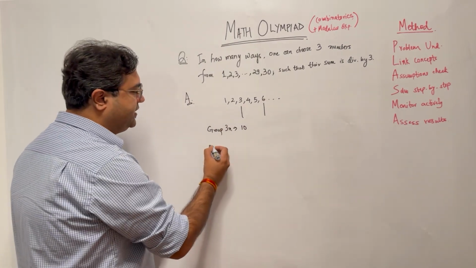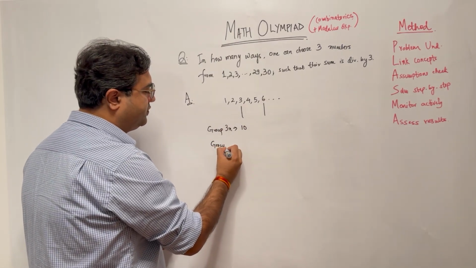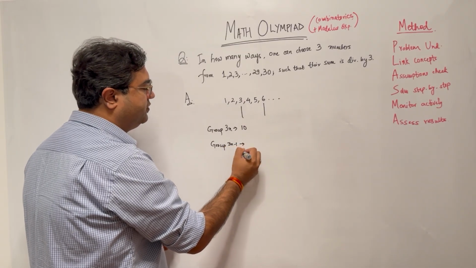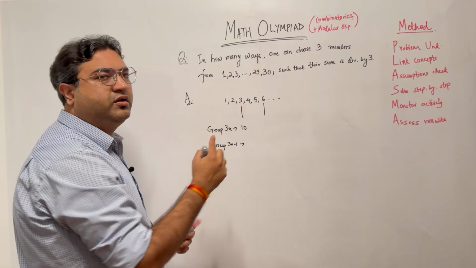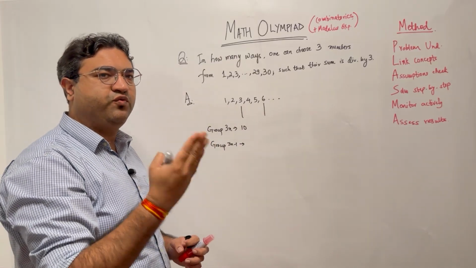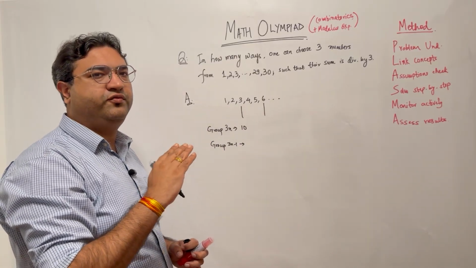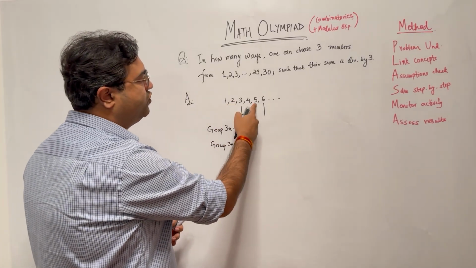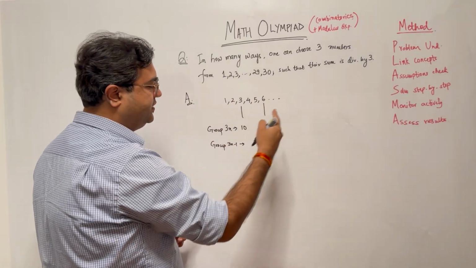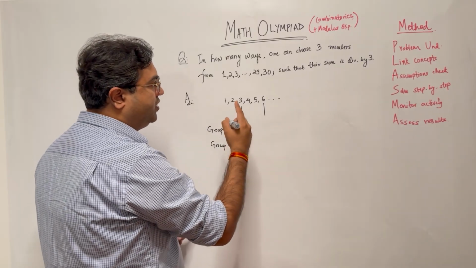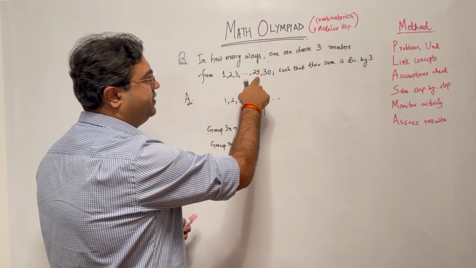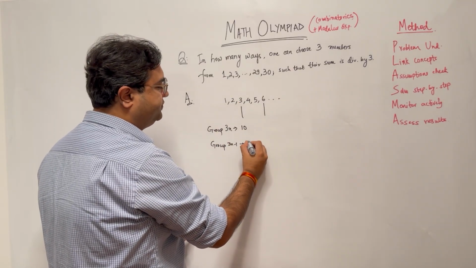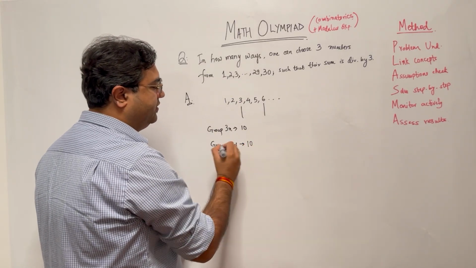Okay. Then there will be a group 3n minus 1, which is all the numbers which are 1 short of a multiple of 3. So which is 2, 5, 8, 11, and so on. They also go up to 29, right? So here we will have again 10.